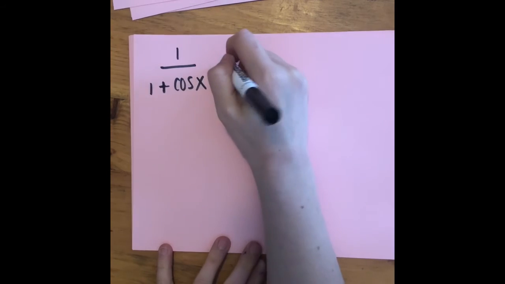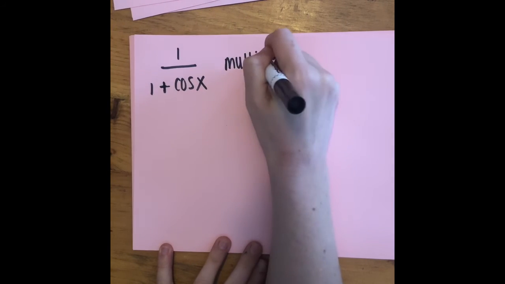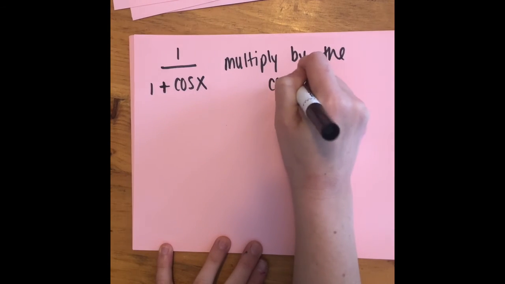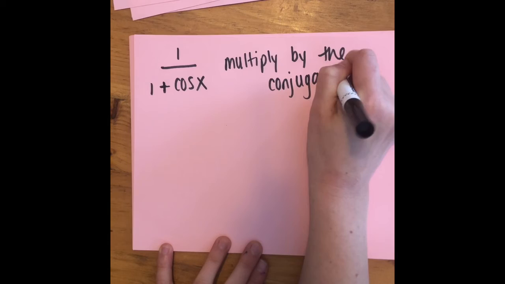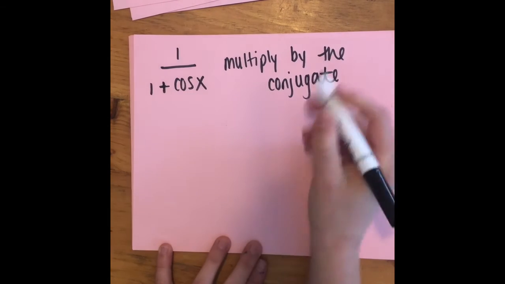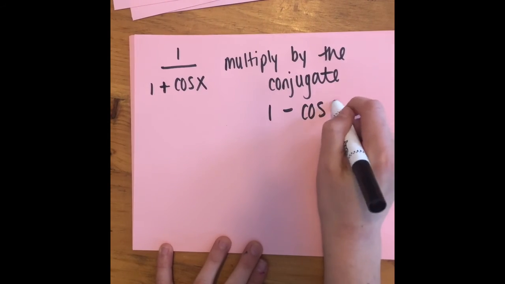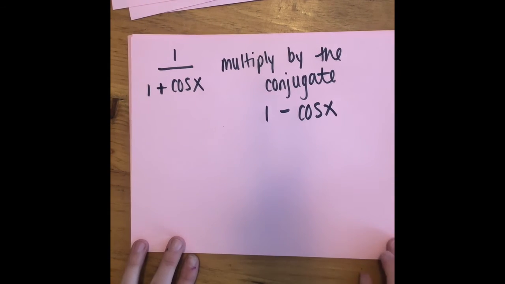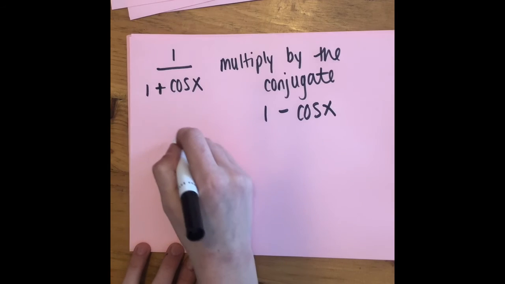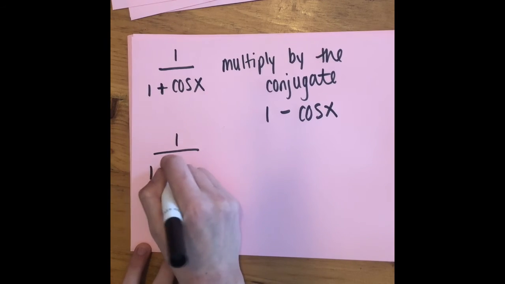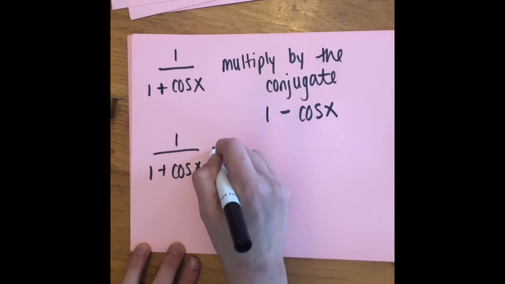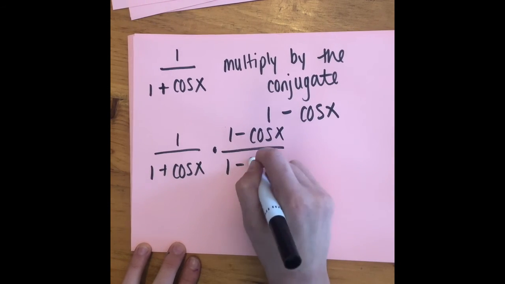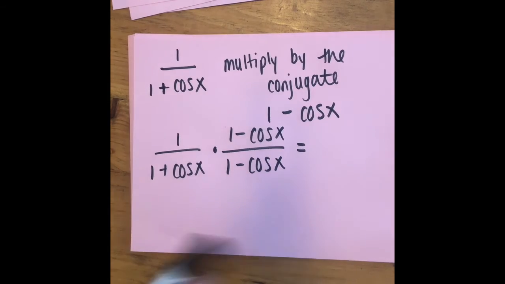To do that, you have to multiply by the conjugate. And the conjugate is just a fancy way of saying we flip the sign. So it's 1 minus cosine of x in this case. We do that because it cancels out the trig function. So we have 1 over 1 plus cosine of x, and we just have to multiply the numerator by 1 minus cosine of x and the denominator by 1 minus cosine of x.